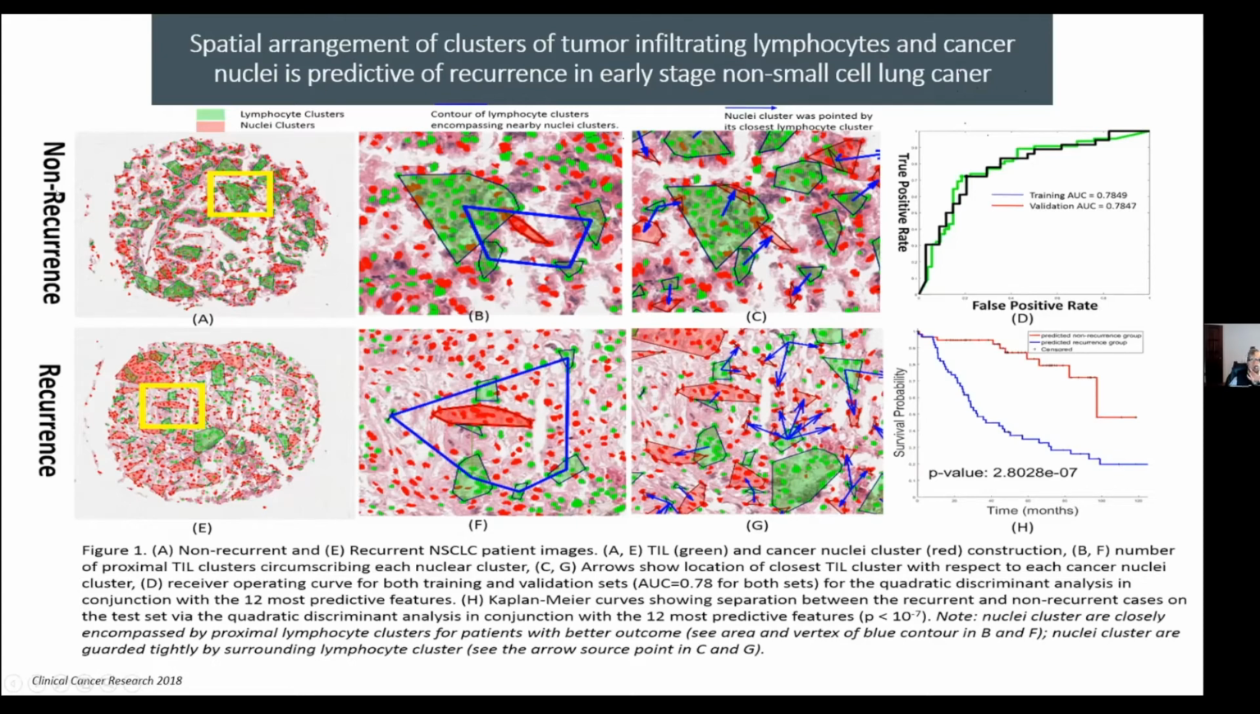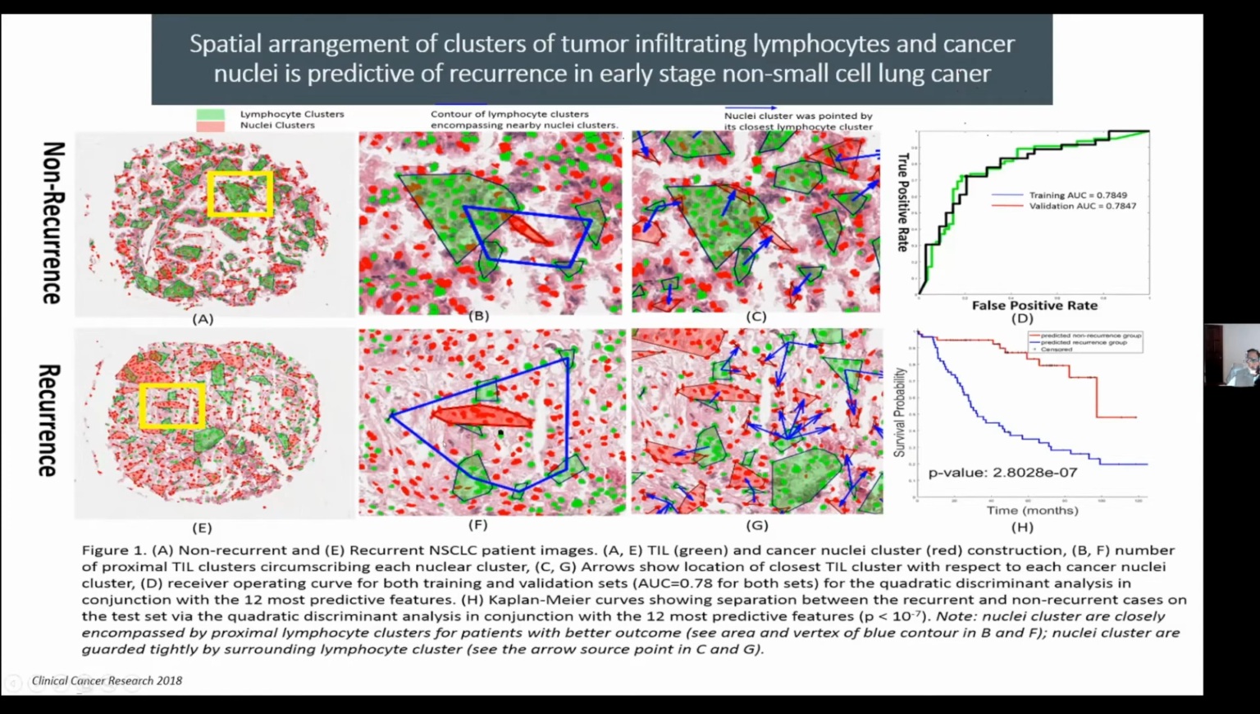What we found was that in patients who did not have recurrence, there was almost this enveloping or mothering effect that the immune cells conferred in these tumors and surrounded the cancer cluster, almost preventing the cancer cluster from breaking out and branching out. On the other hand, when we looked at patients who did have recurrence, there was a much larger cancer cluster and a much smaller immune cluster. So it didn't really have that mothering or enveloping or protective effect around the cancer nuclear cluster.